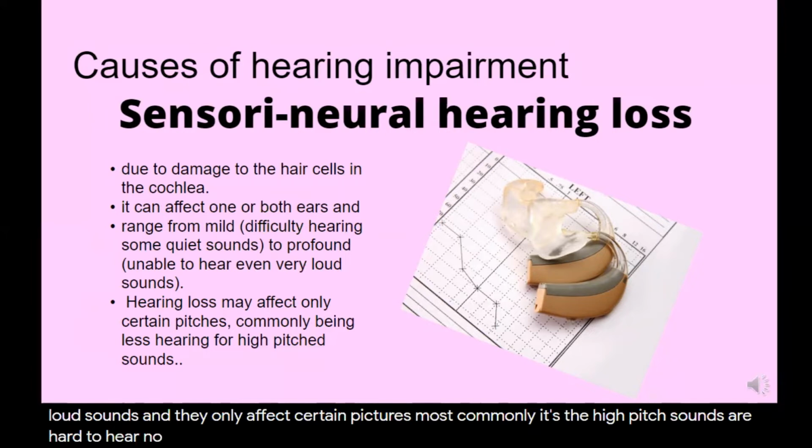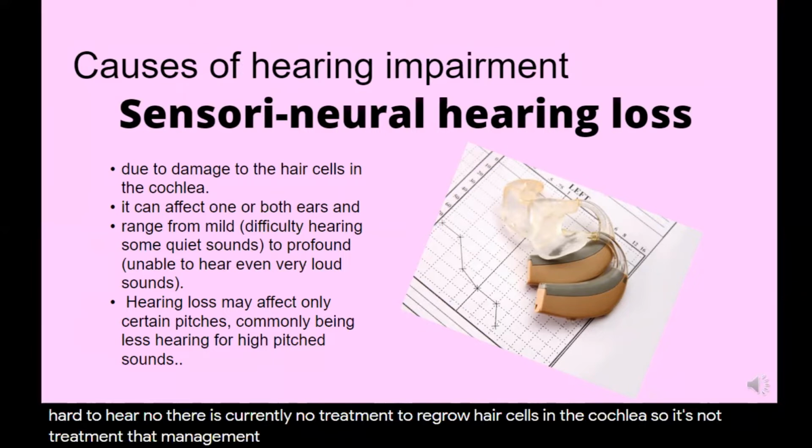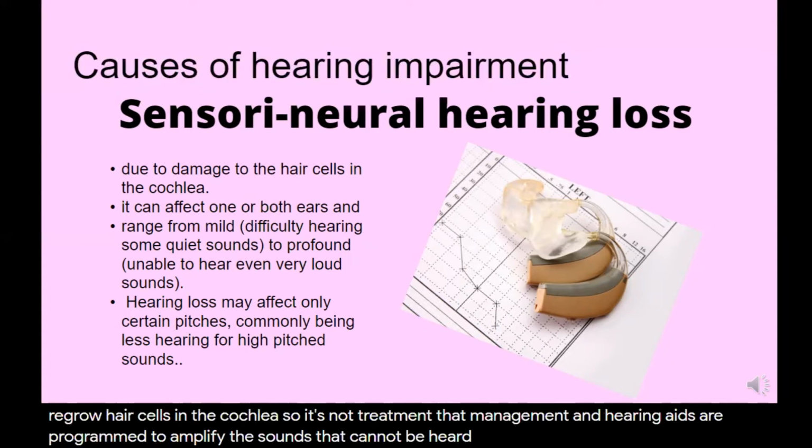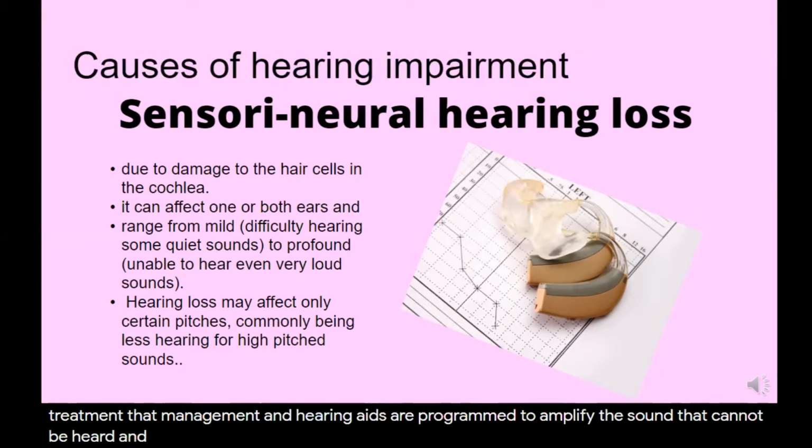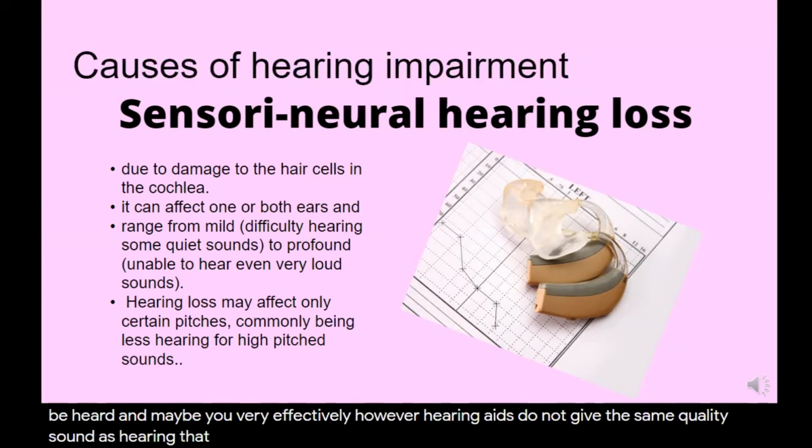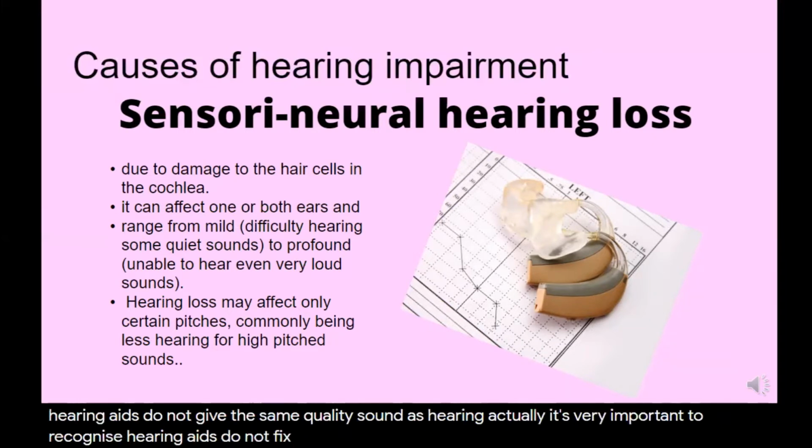Now, there is currently no treatment to regrow hair cells in the cochlea. So it's not treatment, but management. And hearing aids are programmed to amplify the sounds that cannot be heard, and may be used very effectively. However, hearing aids do not give the same quality sound as hearing naturally. I think it's very important to recognise that hearing aids do not fix hearing.